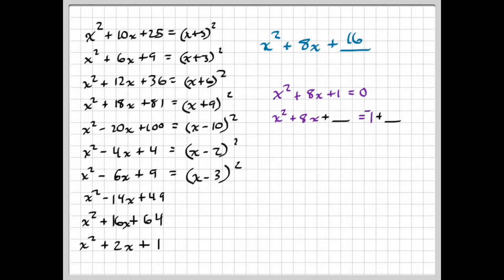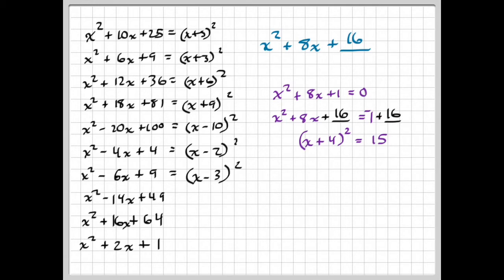So what would I add to this side to make it a perfect square trinomial? A 16. We already did this, Mr. Patey. Oh, you're right. So I have 16 and 16. Check out what I can do. Can I factor this? Yes, I can write it as x plus 4 squared equals, and on this side I get 15, because negative 1 plus 16 is 15.